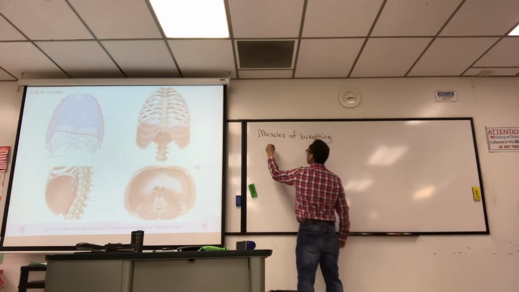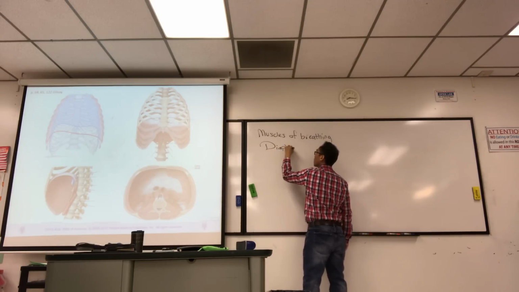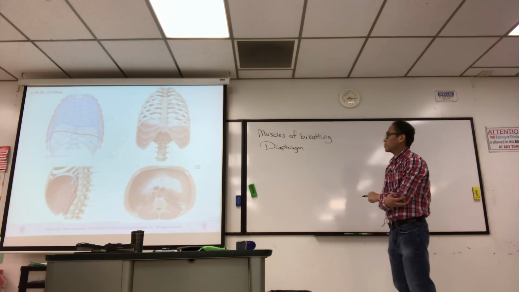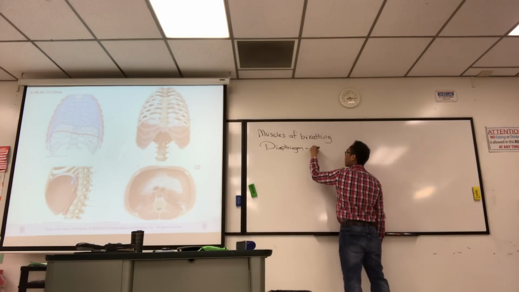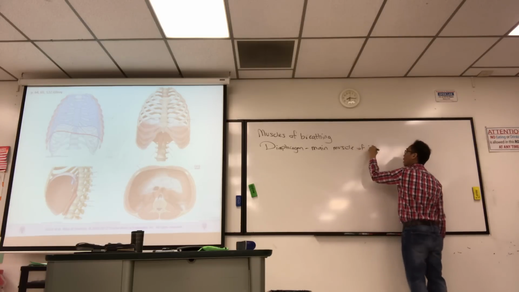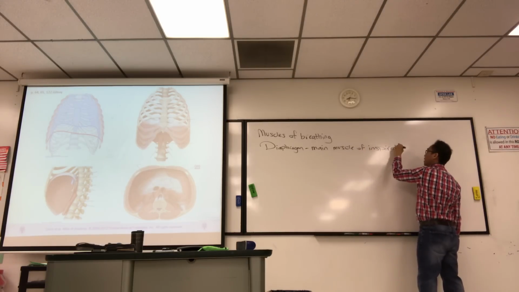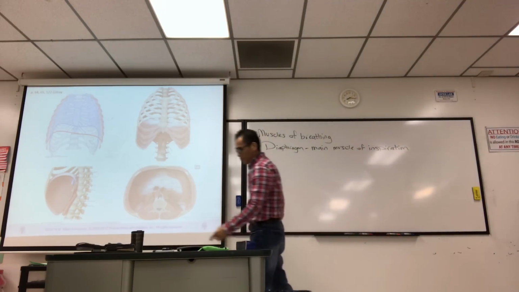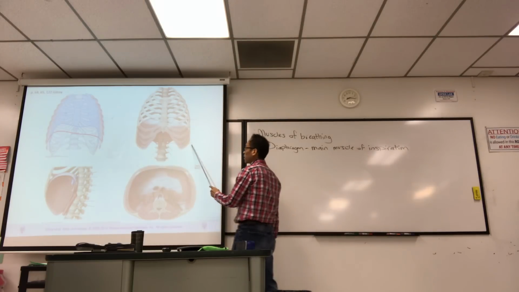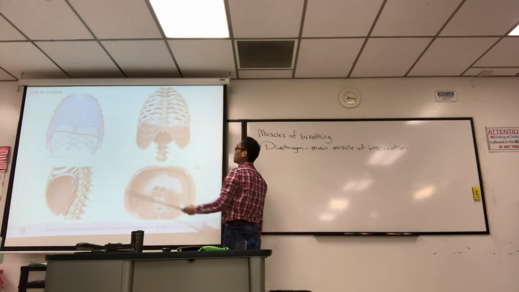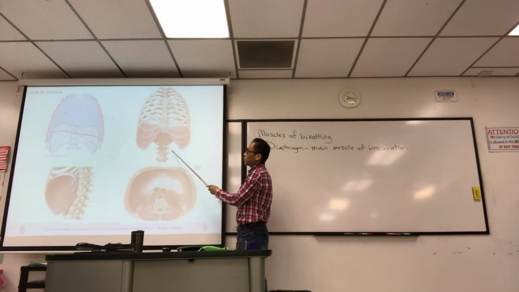Diaphragm. That's your main muscle of inspiration. If you look on the picture on top right, it's a big dome-shaped, thin, membrane-like muscle. Remember, diaphragm means membrane. See how far up into the thoracic cavity it goes? I've seen this dissection. You can stick your head up there, no problem. It's a big space.